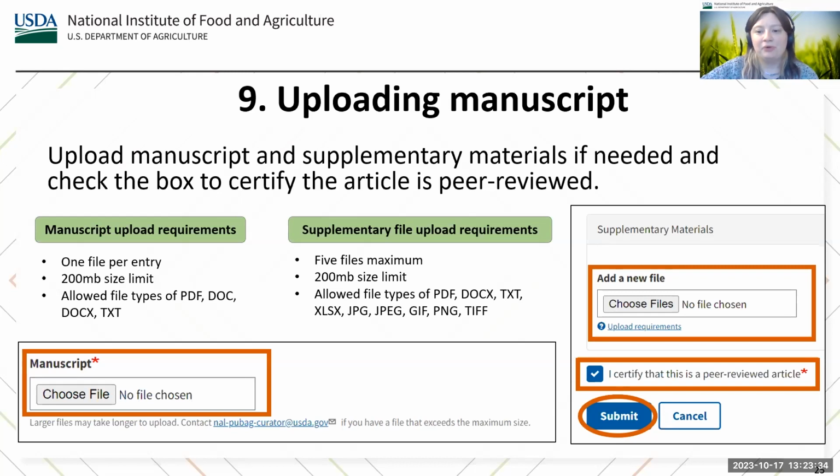Supplementary file upload requirements are as follows. 5 files maximum, 200 megabyte size limit, and allowed file types of PDF, docx, txt, XLSX, JPEG, GIF, PNG, and TIFF. There's a checkbox at the bottom of the site that asks you to certify your article is peer reviewed.